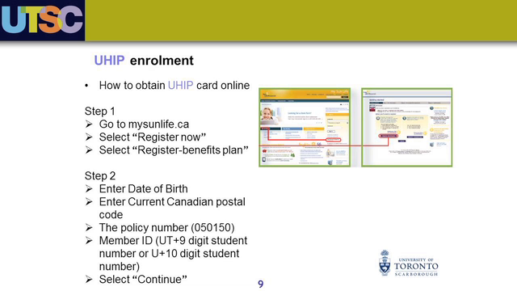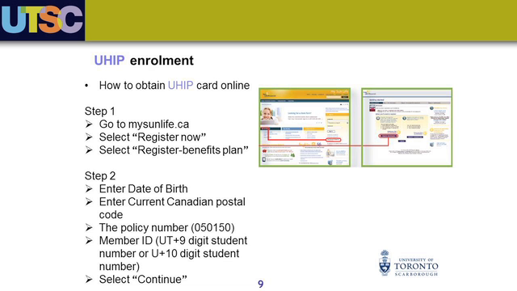So UHIP enrollment: how to obtain your UHIP card online. Step 1 is to go to mysunlife.ca, select register now, and also click on register benefits plan. In step 2 you enter your information: your date of birth, Canadian postal code, and policy number, which is the same for all U of T students. It's 050150. And member ID: if you have a 9-digit student number, it's the letters UT followed by your 9-digit student number. If you have a 10-digit student number, it's only the letter U followed by the 10-digit student number.